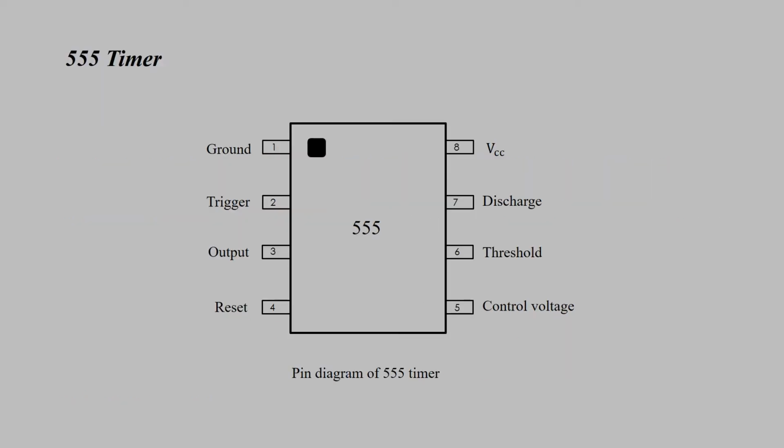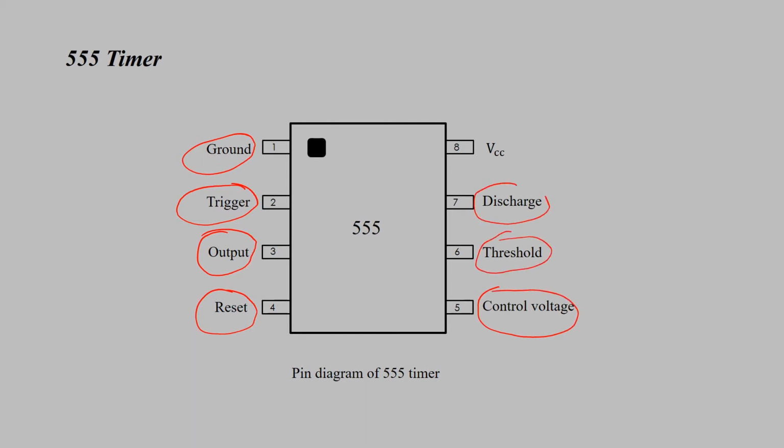This is the pin diagram of 555. It is an 8-pin DIP package. Number 1 is ground, 2 is trigger, 3 is output, 4 is reset, 5 is control voltage, 6 is threshold, 7 is discharge, and 8 is the positive supply VCC.